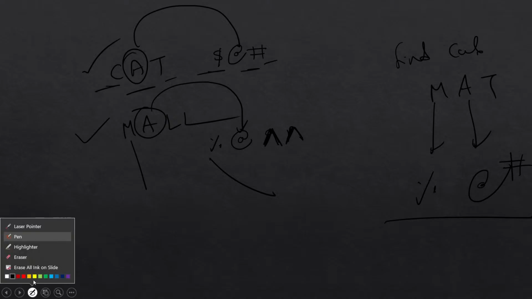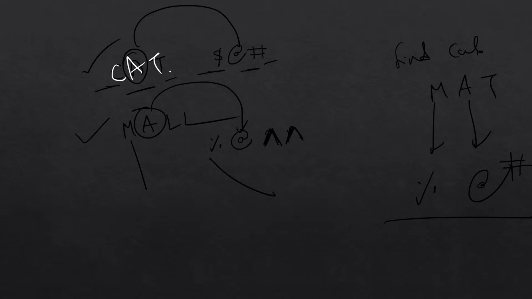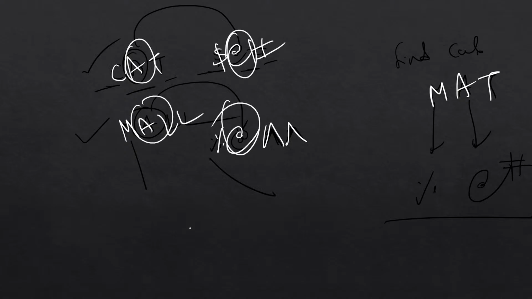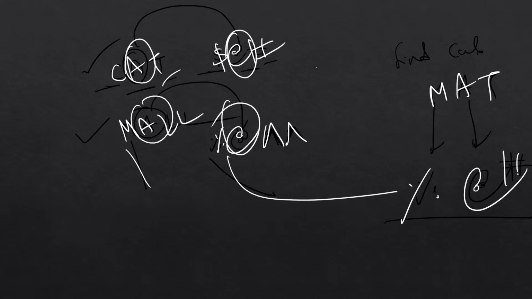So I will write once again, as the color is not visible. Let us take cat code is $@#, mall code is percentile @ cap cap. You need to find out the code for mat. So you just need to check for common letters and common symbols. What are the common letters here? See, I am having A common, so I am having a common symbol. As I want mat, M is the first letter, so first symbol, that is percentile, A means @ and T means hash. That is going to be your answer.